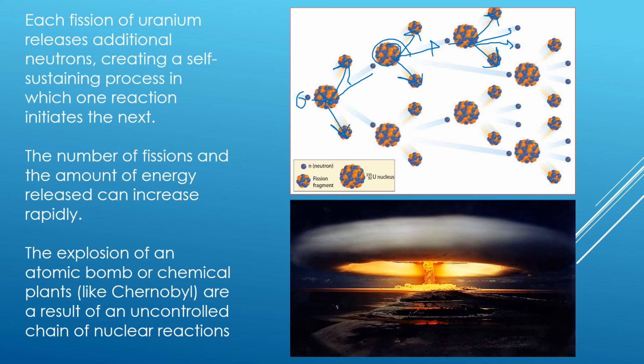The number of fissions and the amount of energy released can increase rapidly, so they need to be maintained and controlled so that explosions don't occur. There were some explosions in recent history. There's one in the Ukraine, in Chernobyl. There is one in Japan, and more recently there was a very small one in a small town called West Texas. The explosion of an atomic bomb or chemical plants like Chernobyl are a result of an uncontrolled chain of nuclear reactions.